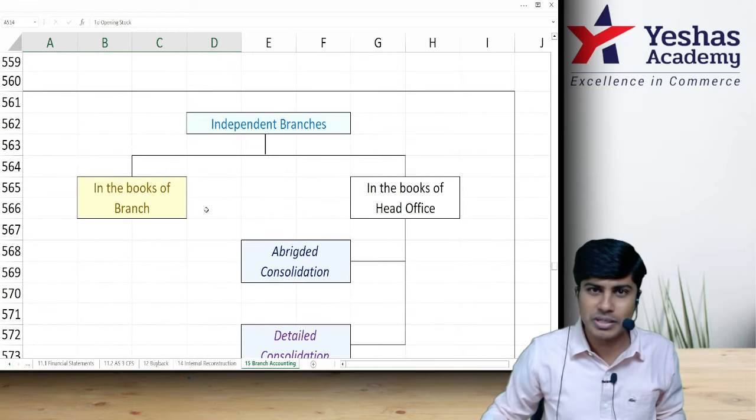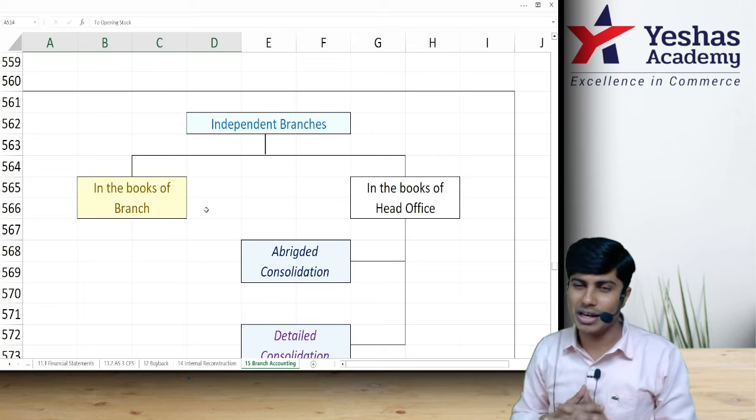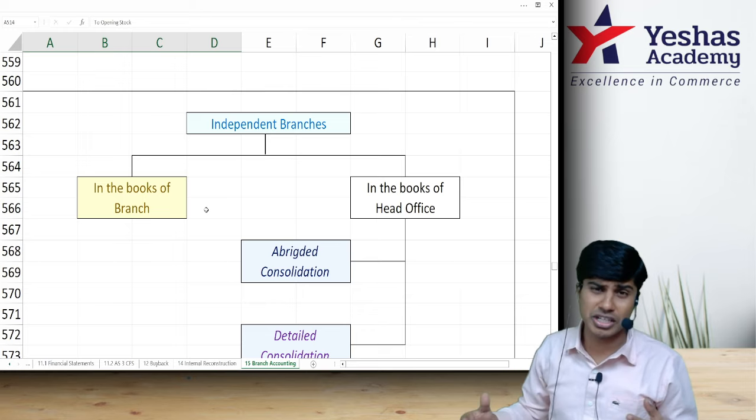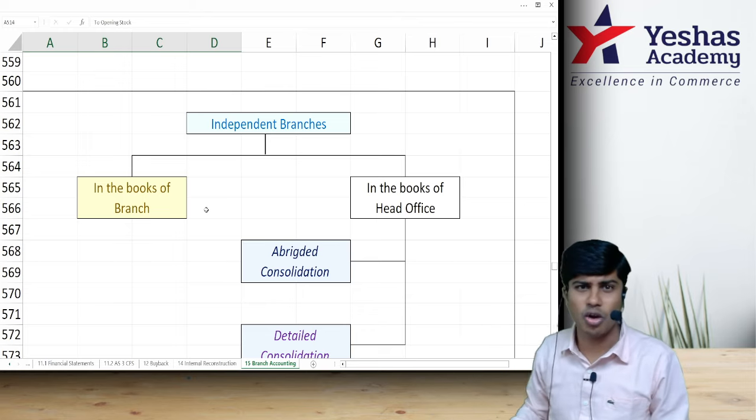And in the next video, we'll see how to revise quickly with regard to independent branch updation, that is abridged consolidation and detailed consolidation, along with foreign branch.